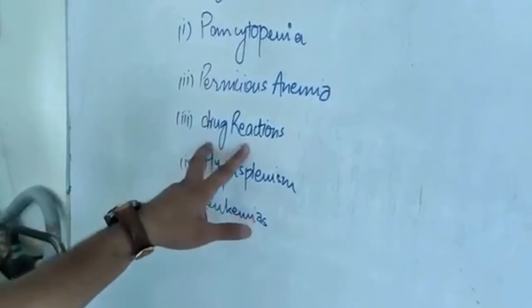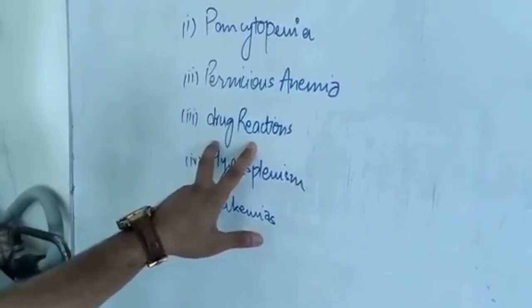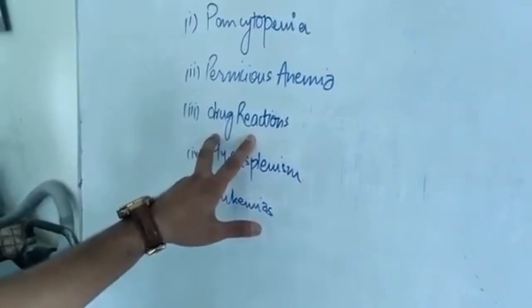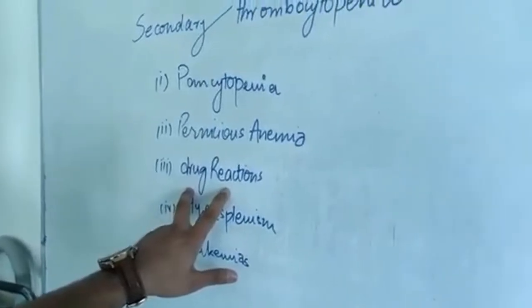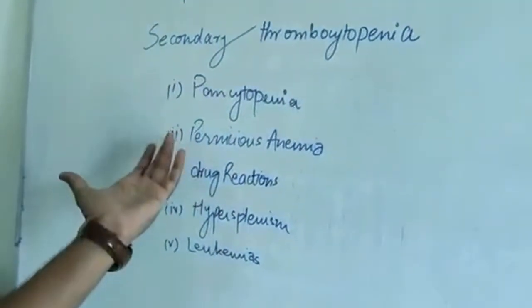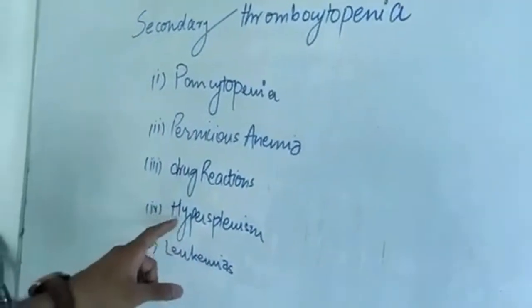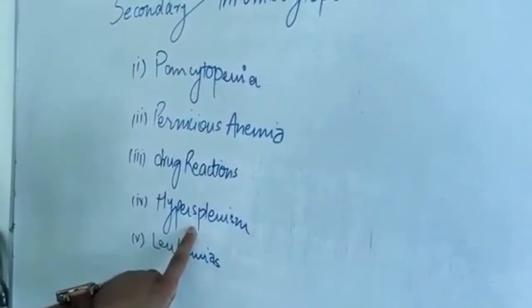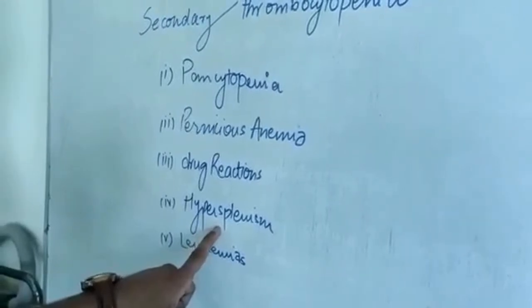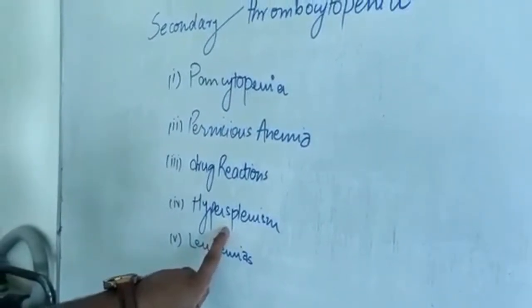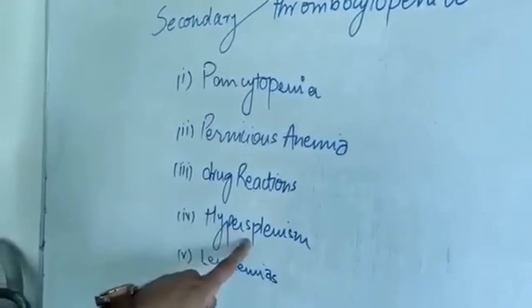And in drug reactions, that is the third point, there must be some history of drug intake, or some history of radiation. Otherwise, that would not be causing the secondary thrombocytopenia. In case of hypersplenism, it is a functional defect. It is not a structural defect, so you should not think that the spleen would be enlarged. No, the spleen would not be enlarged, but it is a functional defect.